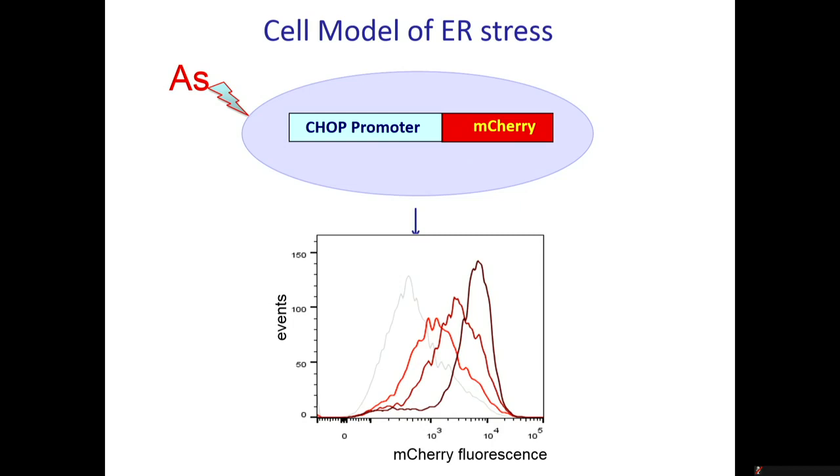So how do we do that? CHOP is a transcriptionally controlled gene itself. So we took the CHOP promoter and hooked it up with mCherry, a fluorescent protein. The idea is that if you don't have any protein misfolding, in this case no arsenic, the CHOP promoter is not active, so you don't have mCherry expression. The cells are dark; you don't see anything. But if you expose the cells to arsenic, now you activate CHOP, you have mCherry expression, and the cells become red. Here is the mCherry expression as fluorescence, against the number of cells. As you can see, increasing amounts of arsenic increase the mCherry expression. So this is a cell model that we are going to use to monitor the cells' response to arsenic.